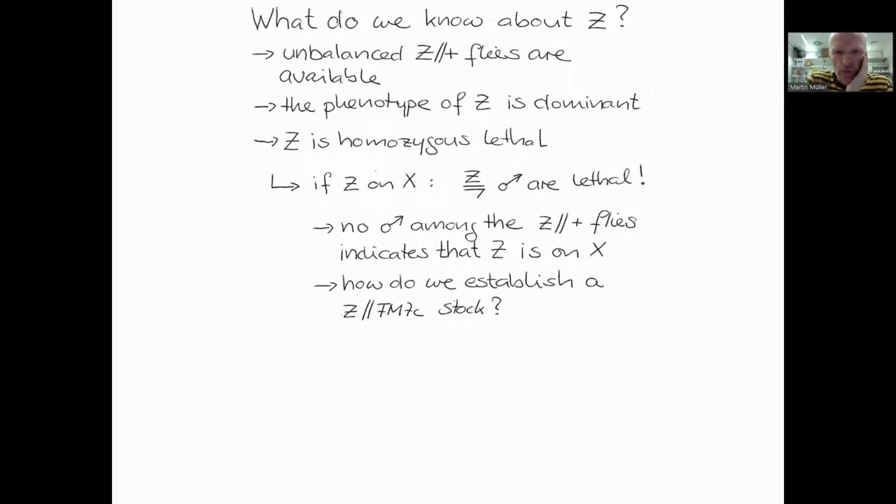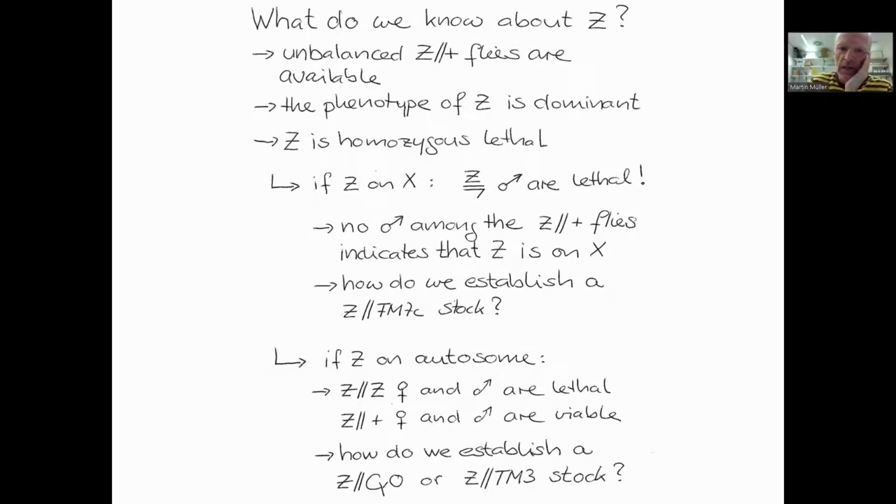I guess so. So now the question is, how do we establish this balanced stock for Z? The other assumption is Z is on one of the autosomes. And then, of course, males and females, when they are homozygous for Z, are lethal. And this also means, of course, that heterozygous Z males and females are viable. So we have both sexes in the collection. And the question is, of course, how do we get a balanced stock then?